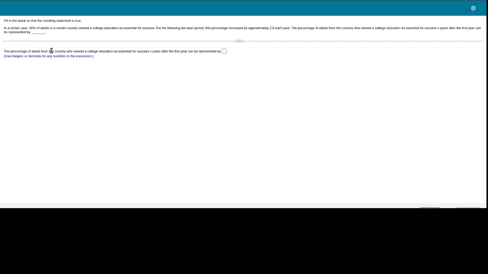And what we can do here is we can make an equation out of this, and we can start talking about certain things. So let's look at 30% was what happened on the first year. And then in every year after, it went up by 2.8%. So I'm going to come over here, and I'm going to write down what we know. We know that our starting percentage is 30%. And each year, or per year, is 2.8.